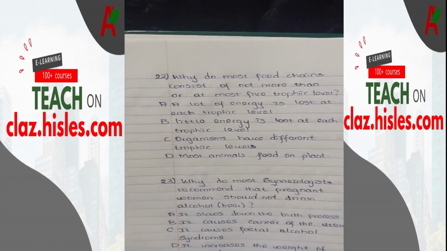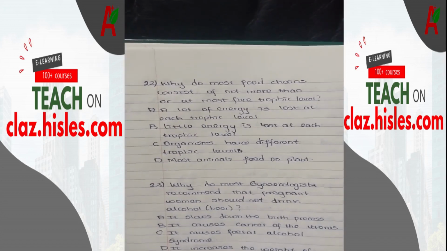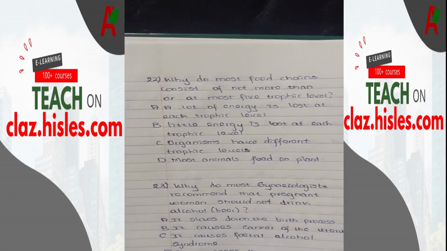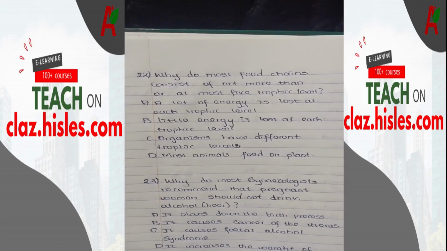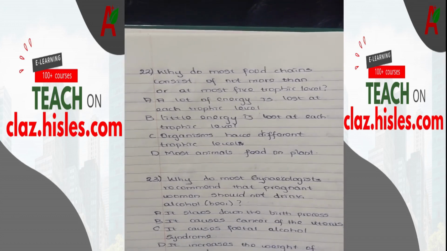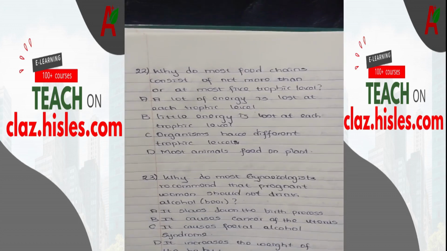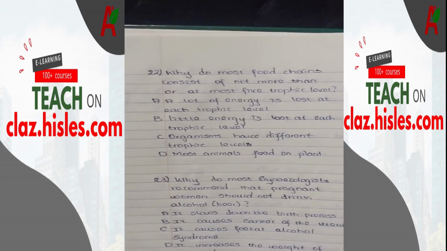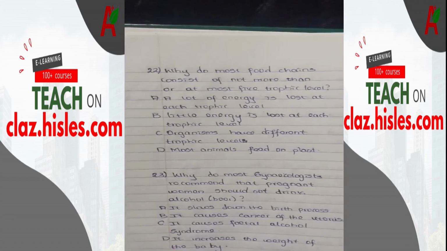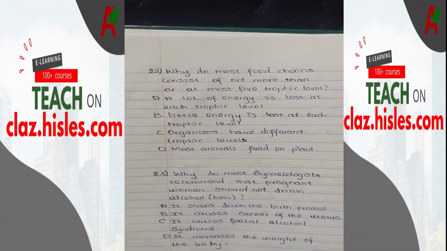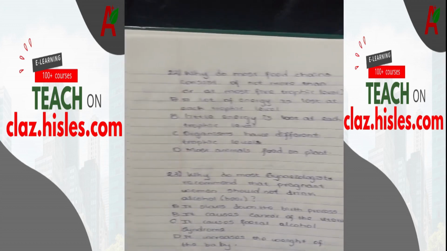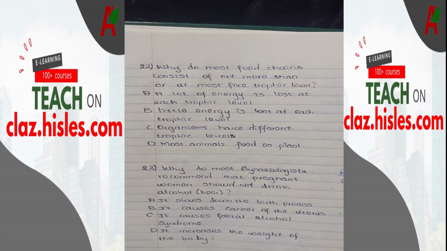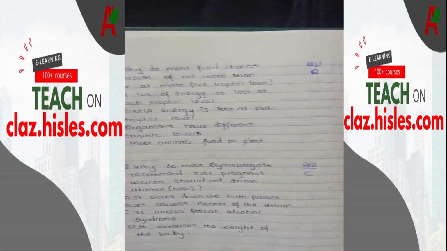Question 22. Why do most food chains consist of not more than 5 trophic levels? A, a lot of energy is lost at each trophic level. That's very correct. B, least energy is lost at each level. No. C, organisms have different trophic levels. Not really. D, most animals feed on plants. The correct answer is A. Much energy is actually lost at each trophic level. So very little energy is provided for the trophic levels to extend to more than 5. So the correct answer here is A.